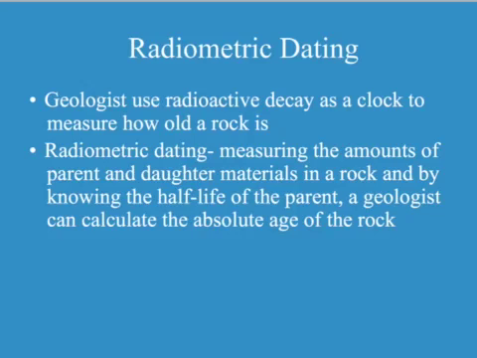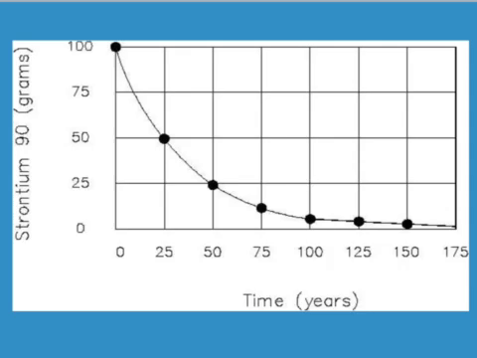So geologists use this radioactive decay and half-lives as a clock to measure how old a rock is. All we have to do is look at the percentage of parent atoms versus the percentage of daughter atoms, and we can figure out the age of the rock if we know the half-life. Let's use this graph to answer the next couple of questions. The first question is, how old is the rock after 2 half-lives have passed? So we start here. This is the first half-life and the second half-life. So the rock is 50 years old.